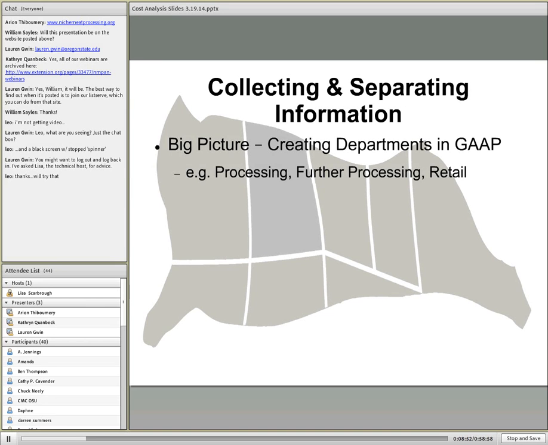It's standard accounting. So the way we're going to operate at Vermont Packing House, we're going to have three different departments. My example here is processing, which I would count as slaughter and fabrication. Further processing, which would be like grinding or maybe some sausage making. In a small meat processor, you might have three different departments, which would be processing, further processing, and retail.